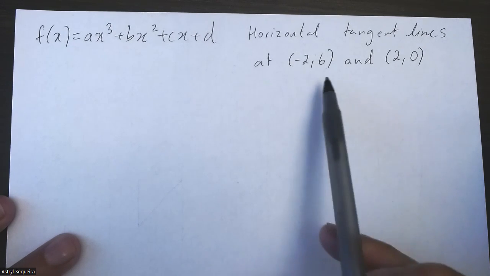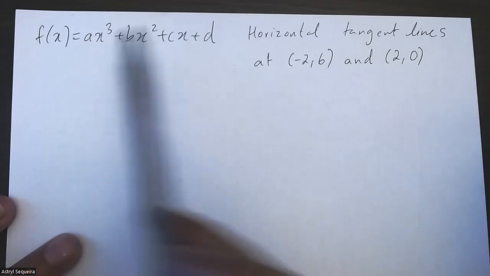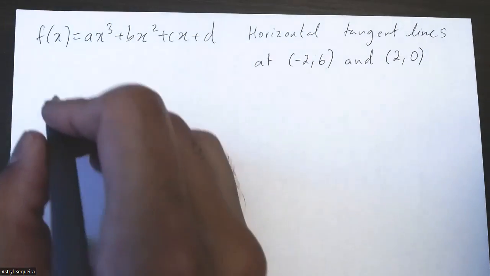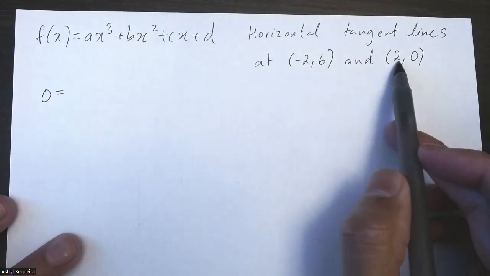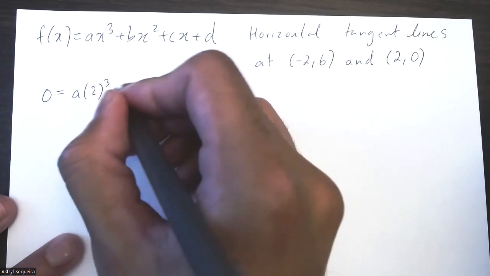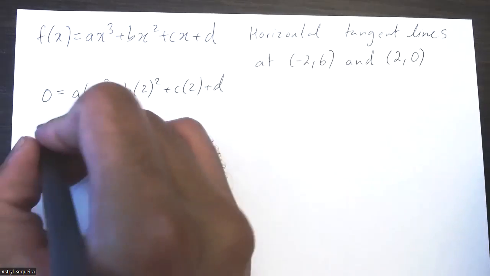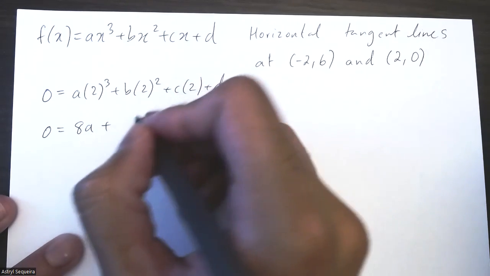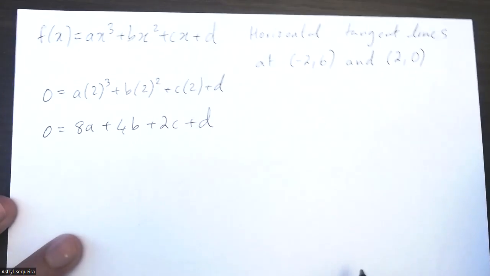So the first thing I'm just going to do is sub in these 2 points into the original equation. I'll sub in this point first just because it's got positive values. So my y value is 0 and my x value is 2. So I have a times 2 cubed plus b times 2 squared plus c times 2 plus d. And this is just going to simplify to 8a plus 4b plus 2c plus d.